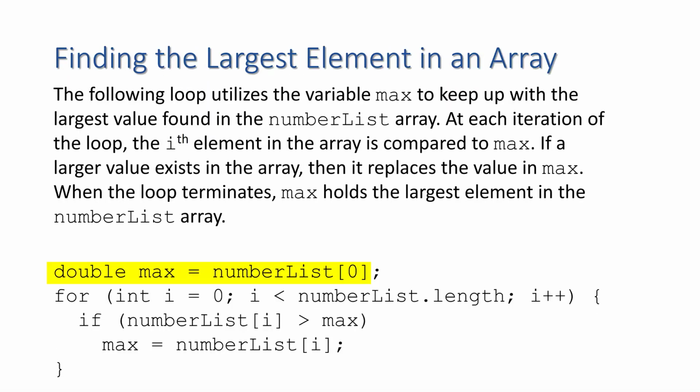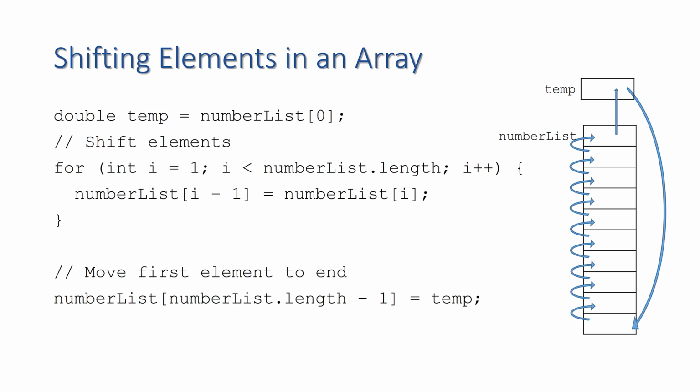In this code block, max is assigned the first element in the numberlist array. At each iteration of the loop, the next element is compared to max, and if a larger element is found, max is replaced with that element. At the end of the loop, max will have in it the largest element in the numberlist array. In this code block, the first element is saved so that the loop can shift the elements up one index, starting with the second element. After the loop terminates, the element that was located at numberlist sub 0 is stored as the last element in the array.